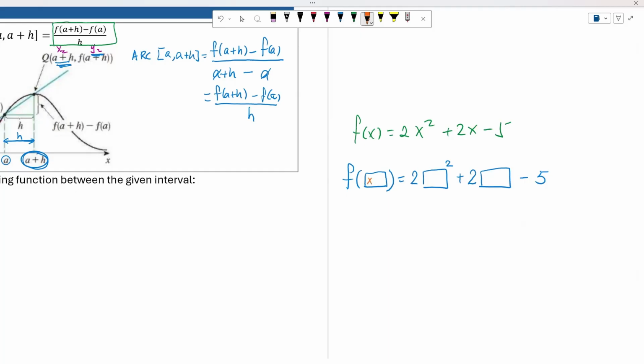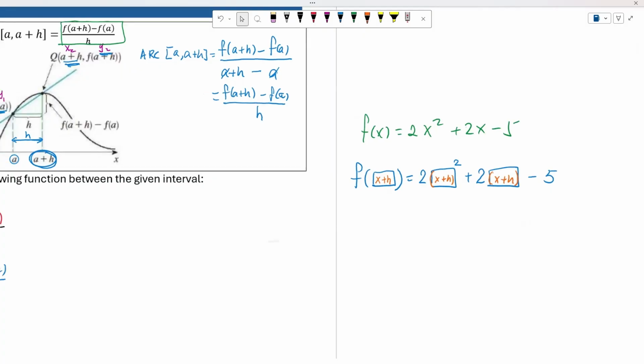If you want to put in, for example, x plus h, then you are going to replace the box with x plus h, okay? So this is the idea. Now let us go back to the problem.